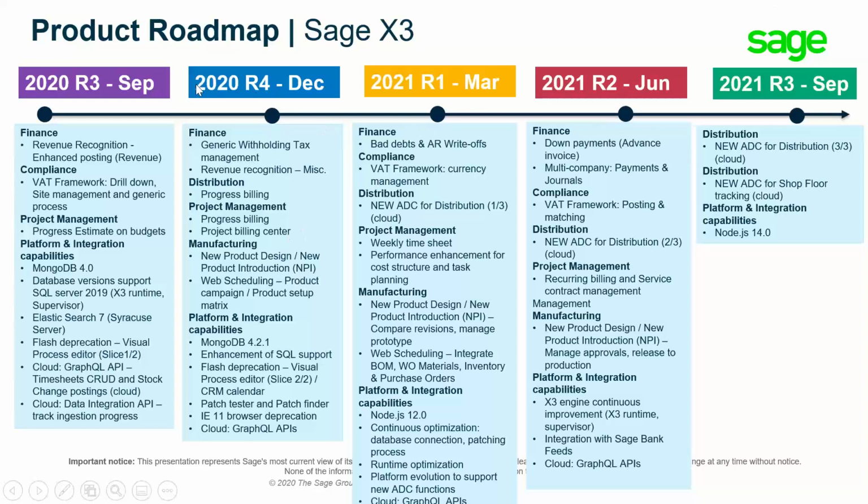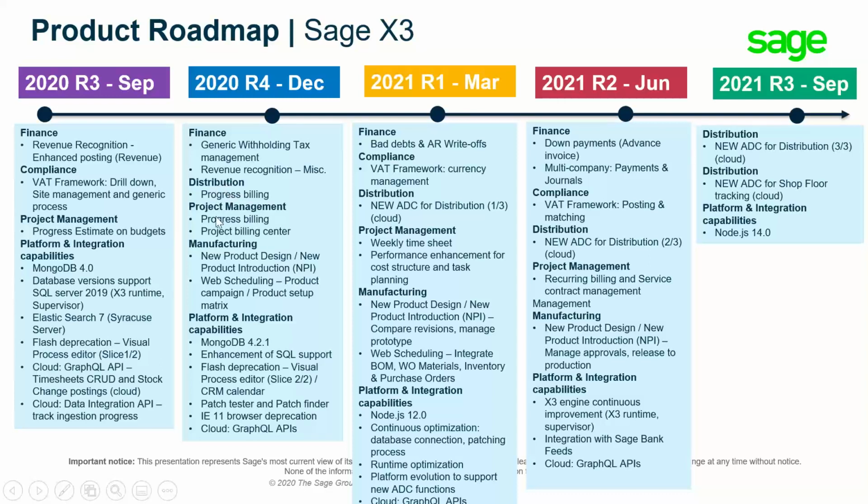Okay. Then for 2020 R4 in December, we will deliver the first slice for generic withholding tax management. Keep in mind that we have to deal with generic. We cannot, and after that, each country, each government, has its own way to manage withholding tax. So we will provide a framework to manage withholding tax first.